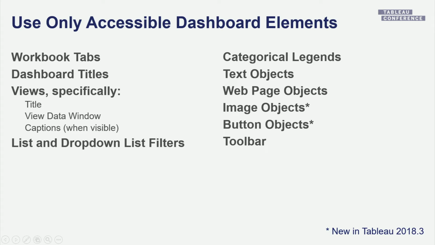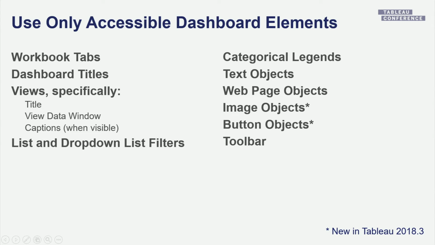Then in terms of filters, the list and drop-down list filters are what we have right now. Categorical legends, text objects on dashboards can be read. Web page objects as well. So if you embed a web page into the dashboard, keyboard navigation will just flow right into that web page like it's part of the dashboard.